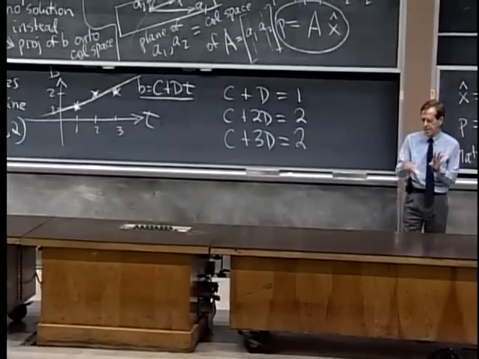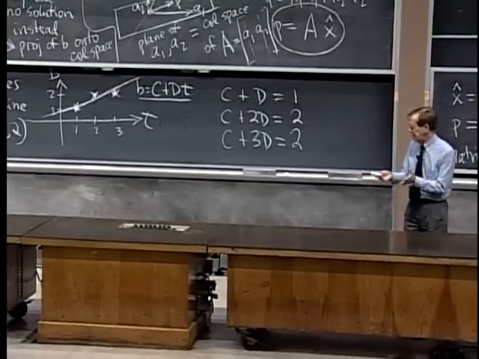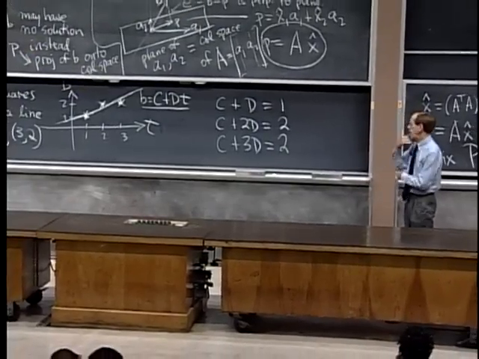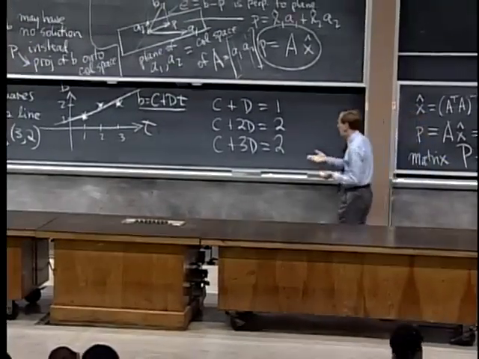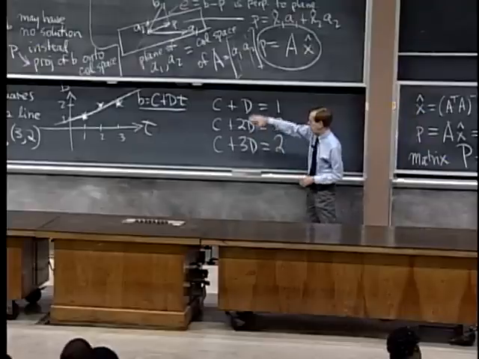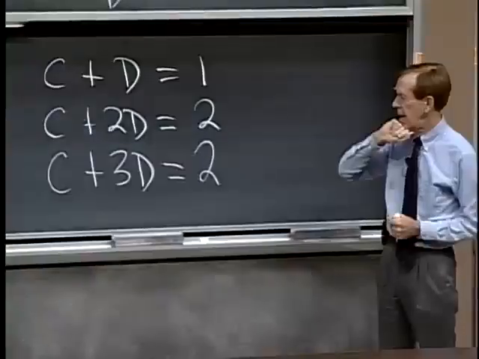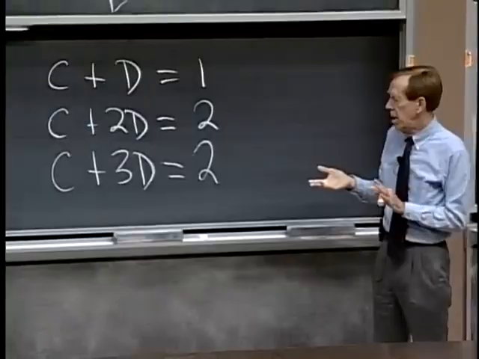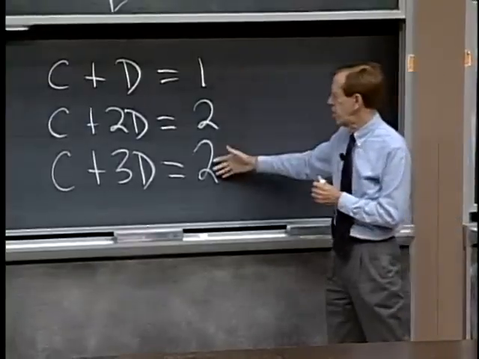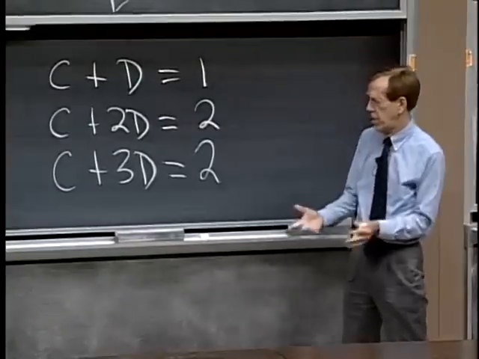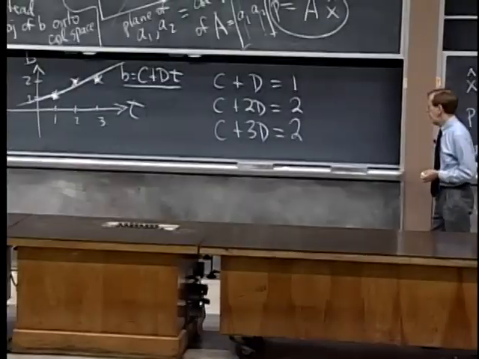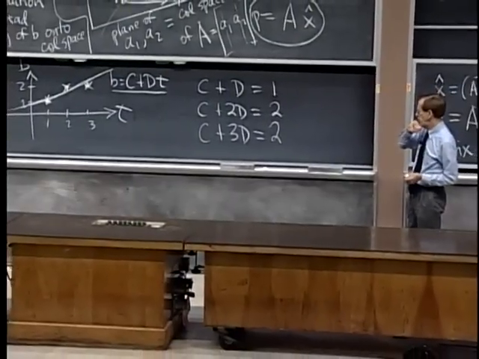That's the key, is to write down what equations we would like to solve but can't. If we could solve them, that would mean that we could put a line through all 3 points. And, of course, if these numbers 1, 2, 2 were different, we could do it. But with those numbers, 1, 2, 2, we can't.